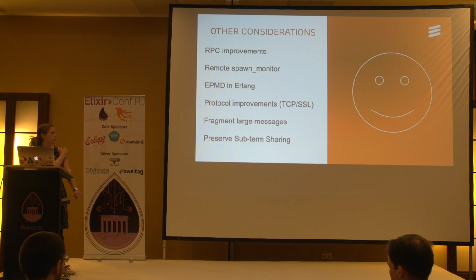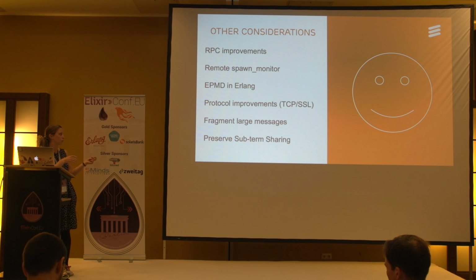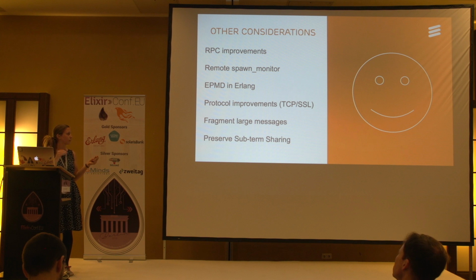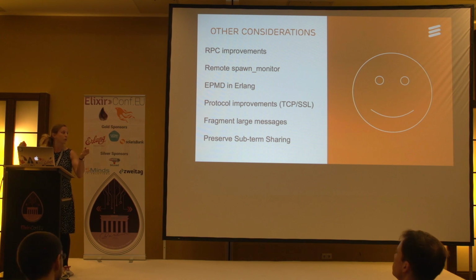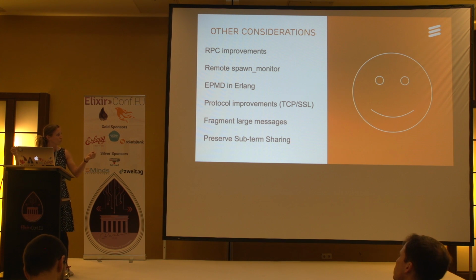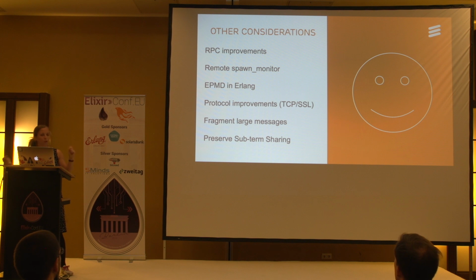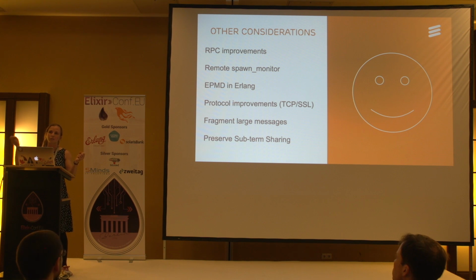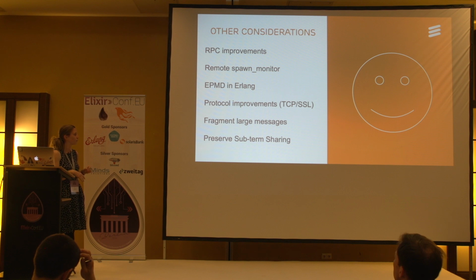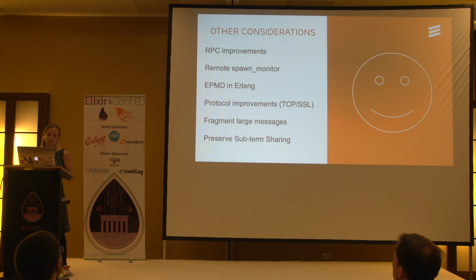We want to fragment large messages, because right now, if you send a really large message over the distribution, it will delay other signals and messages that try to get out on the same connection, because there is only one connection between two nodes. But by fragmenting the large messages, we can sneak in the other signals while the large message is still transmitting. So we want to add that.